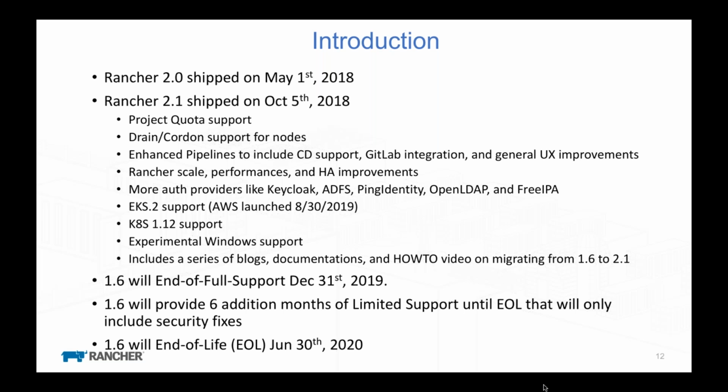We made a lot of improvements to scale, performance, HA. Those have been made throughout between 2.0 and 2.1, so hopefully you should see improvements on that, and there's more to come in 2.2 as well. We added a lot of new auth providers: Keycloak, ADFS, Ping, OpenLDAP, FreeIPA, and again, we're going to be adding more. OpenID is actually something that we're looking into as well. But again, if you have any suggestions of what additional auth providers you'd like to see, feel free to use Slack, forums, GitHub issues.